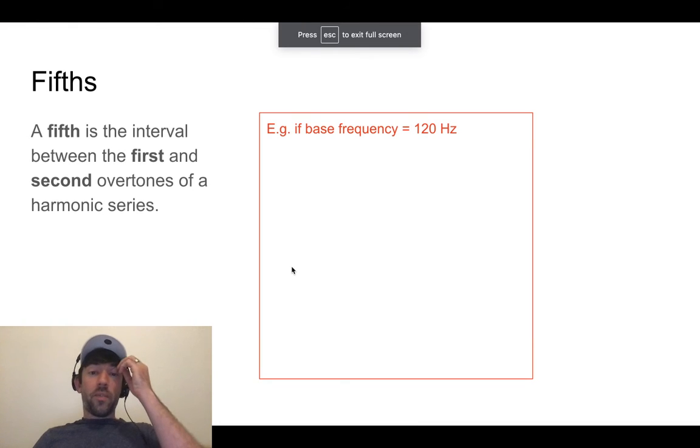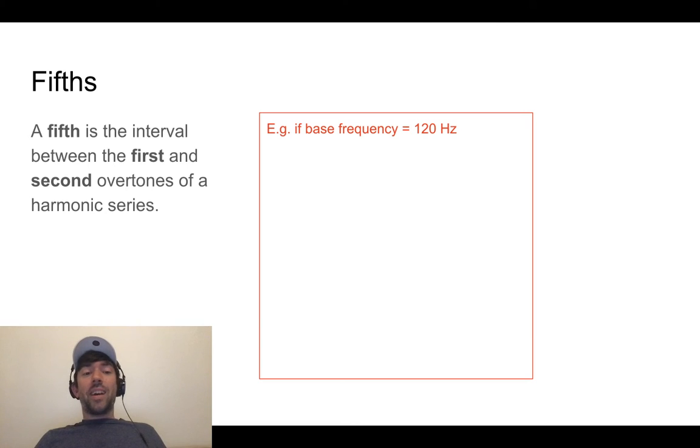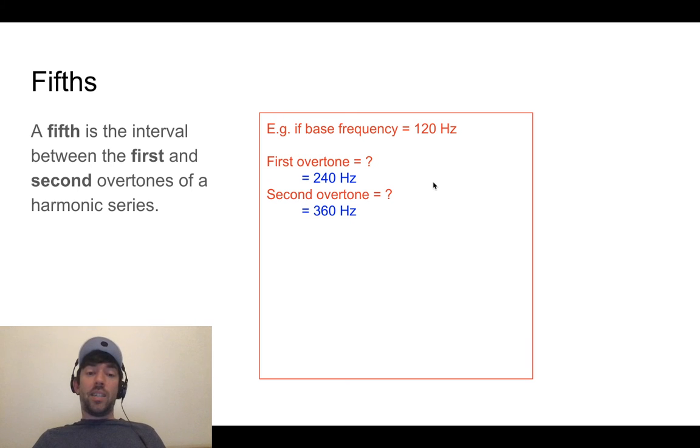Now let's talk about fifths. A fifth is the interval between the first and second overtones of a harmonic series. So here's an example. If the bass frequency is 120, that means the first overtone is 240, and the second overtone is 360. So let's go listen to what that sounds like.